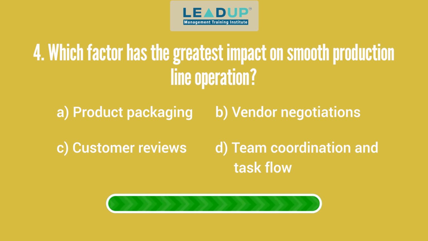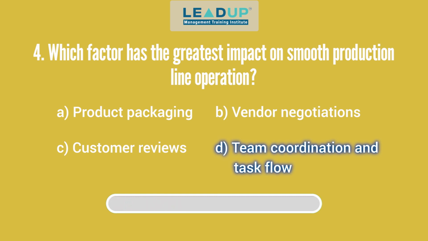Question 4. Which factor has the greatest impact on smooth production line operation? A. Product packaging. B. Vendor negotiations. C. Customer reviews. And D. Team coordination and task flow. Answer: team coordination and task flow.